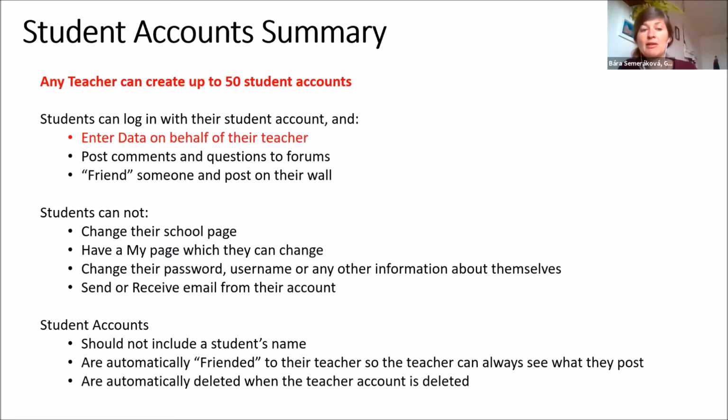Because if that person makes you a friend, then you can send an email to that person. Otherwise, you won't be seeing emails of people who are on the Globe website. So nobody can see your email unless you make a friend of that person. So these are the three options that the students can do: enter data, post on discussion forums, and friend someone.